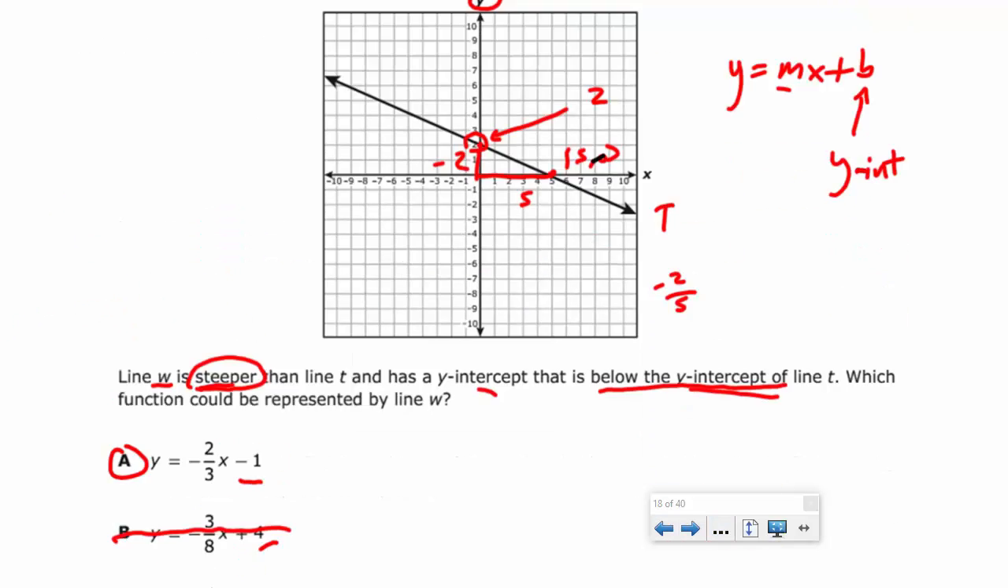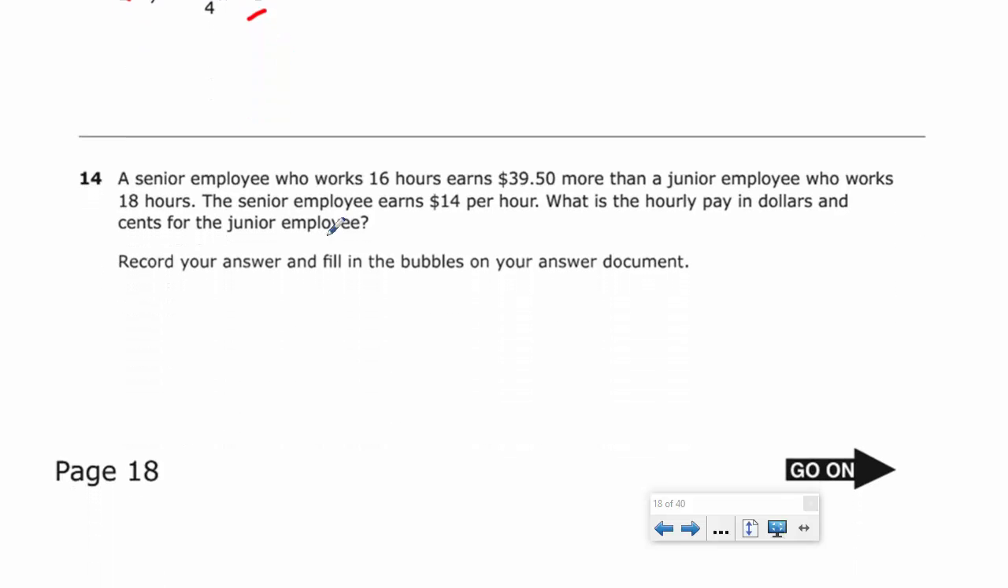Let's scroll down. Let's do this one here. A griddable question. Remember, I suggest that you do these first. A senior employee who works 16 hours earns $39.50 more than a junior employee who works 18 hours. The senior employee earns $14 per hour. What is the hourly pay in dollars and cents for the junior employee?